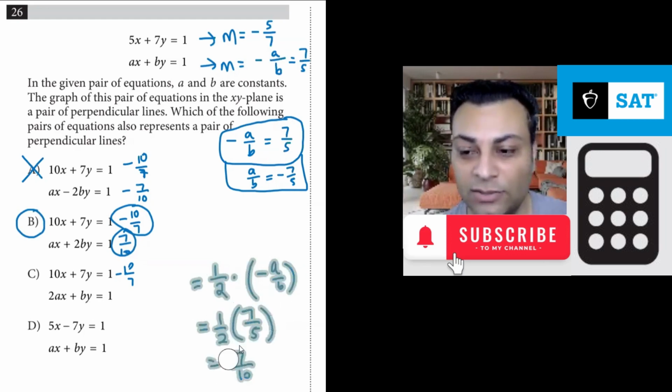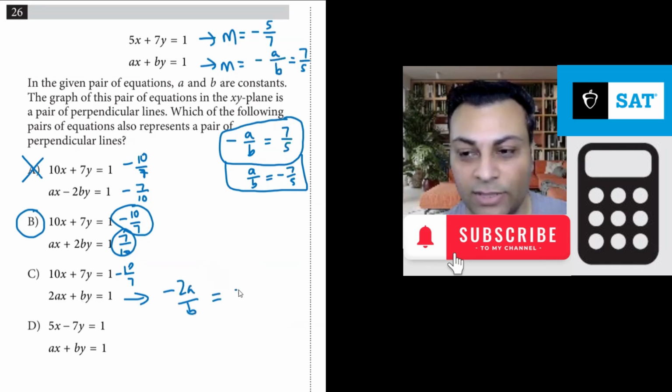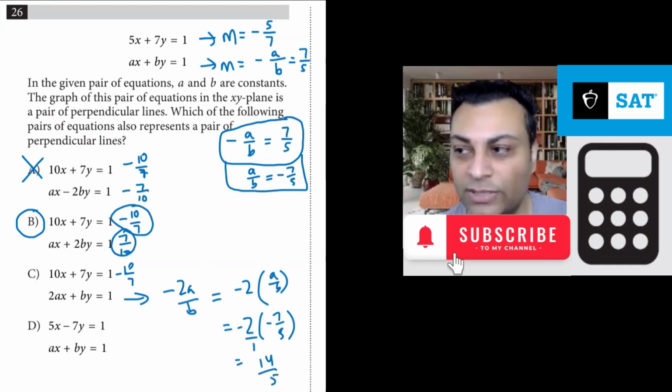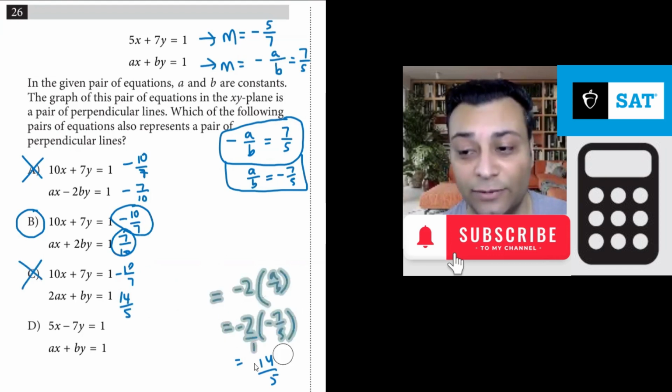Let's do C and D. So to show why these two are not perpendicular. So this one, the slope would be the same technique. Subtract, and you get -2a over b, which is -2 times a over b, which is -2, and a over b is -7/5. You put 1 there, and you get 14 over 5. So this has a slope of 14/5. And you can see it's not the opposite reciprocal because we needed 7/10. So these are not perpendicular. One's a negative slope, one's a positive slope, but they are not perpendicular. They will not meet at a right angle.